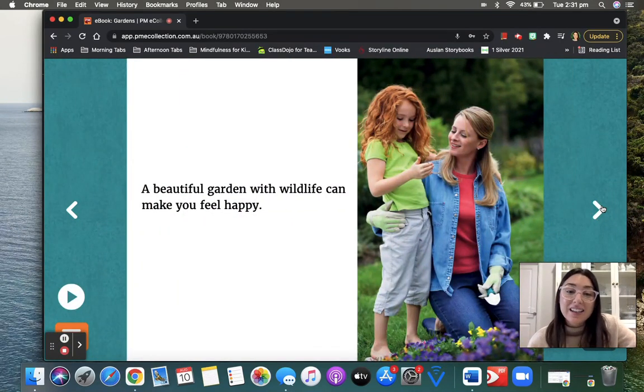A beautiful garden with wildlife. Remember, wildlife. In the wild, like in Madagascar. The wild is when they're not a pet, so that we see them out and about. And their life, wildlife. A beautiful garden with wildlife can make you feel happy.